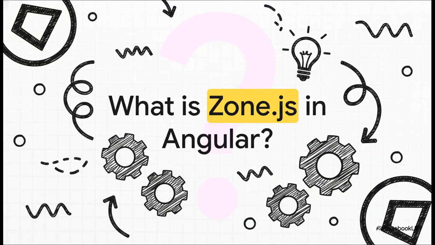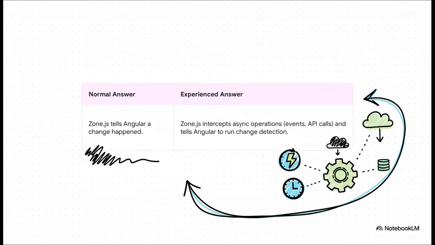All right, so you're in the interview and they hit you with this classic. So, what is Zone.js in Angular? Now, this is one of those questions where the gap between a decent answer and a great answer is absolutely massive. Okay, let's look at the difference here. The normal answer, Zone.js tells Angular a change happened, isn't wrong, but it's kind of vague, right?